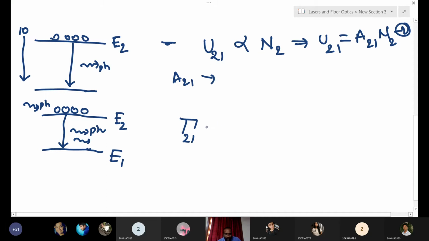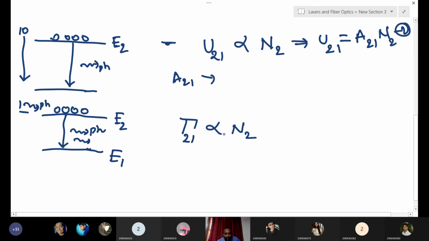It is also proportional to how many atoms are present in the excited state. Suppose 10 atoms are present, this will emit 20 photons. And to trigger these atoms, suppose only one atom is there and you are sending only one photon, this photon energy is completely given to this atom. Suppose four atoms are there and you are sending only one photon, then this photon energy is shared among these four atoms. That's why it depends on how many atoms are present in the excited state.